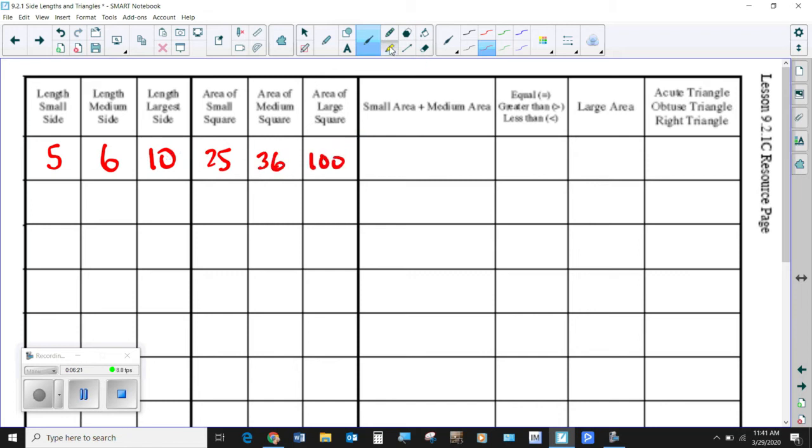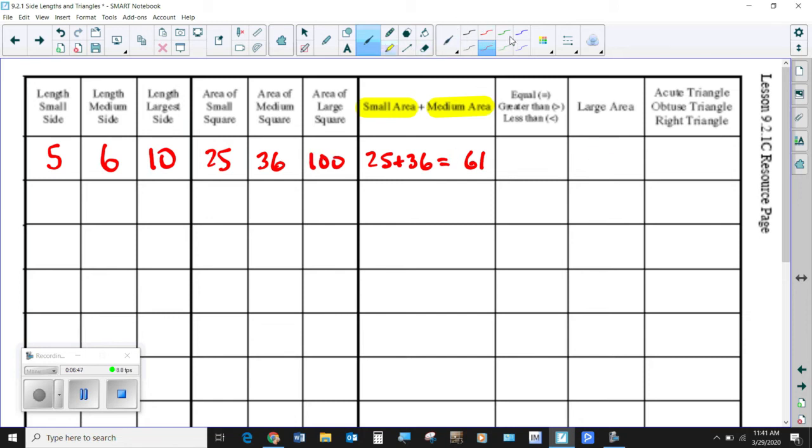So your task is to take and add up the total areas of the two smaller squares. This one was 25, this one was 36, so 25 plus 36 is equal to 61 total square units between those. And then we're going to write in the largest area, which was the 100.